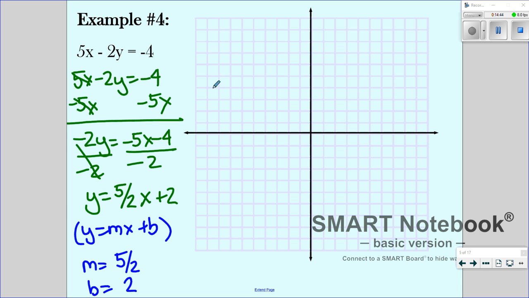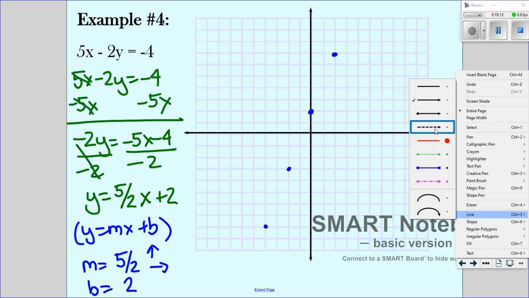All right, now we're going to plot. We've got positive 2, and then we use our direction. This one says 5 up, and then 2 to the right. So 1, 2, 3, 4, 5, and then 2 to the right. I can't go any further because the graph is small. So the opposite of 5 up and 2 to the right is 5 down, 2 to the left. 1, 2, 3, 4, 5, and 2 to the left. All right, I got my points, and then I'm going to do my line.